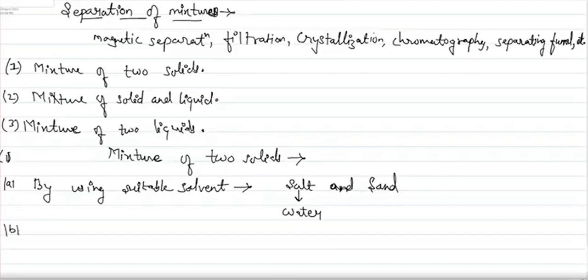The second way to separate two solids is by sublimation. Three total processes are there. One was to use a suitable solvent, then sublimation, and then filtration. All three processes will be required in order to separate the salt and sand mixture here.